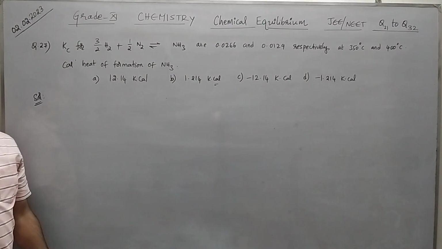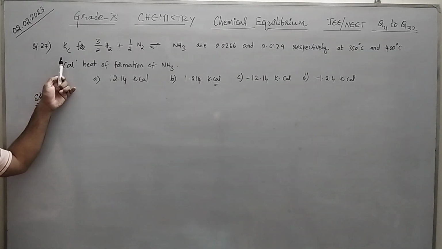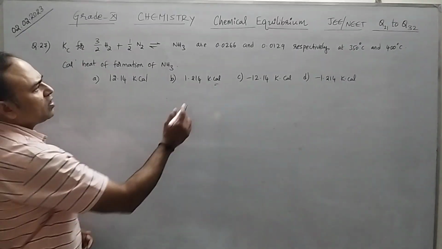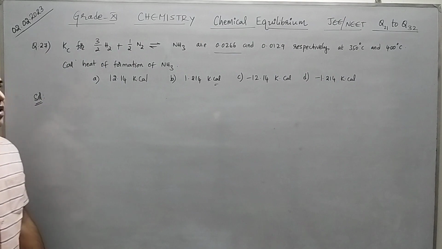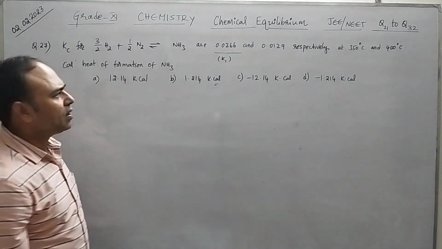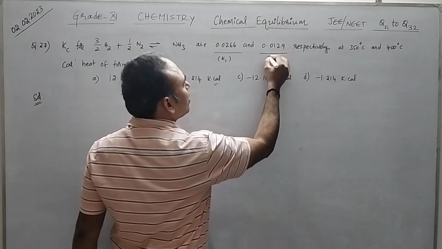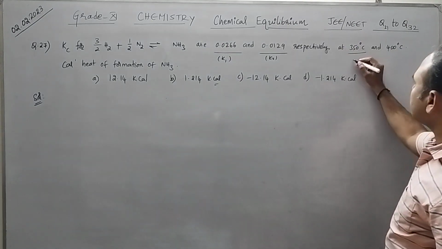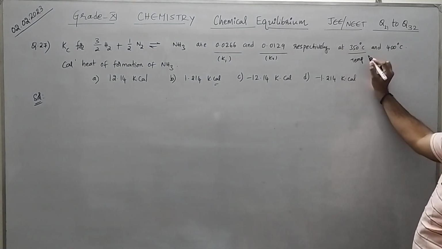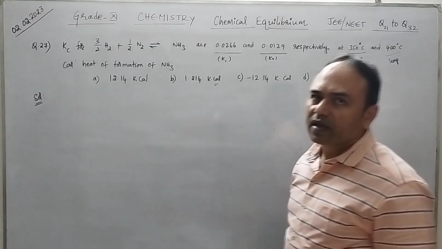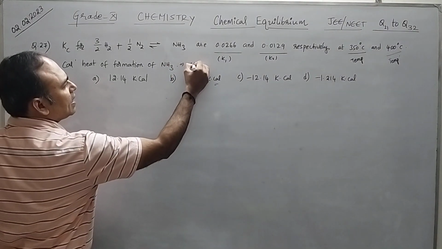Next, question number 27. Equilibrium constant Kc for 3/2 H2 plus half N2 gives NH3. So this is initial one, or you can say K1. They have given the first equilibrium constant K1, and K2 is the equilibrium constant at these temperatures. So at this temperature it is K1 and at 400 degrees Celsius it is K2. Now they are asking to calculate heat of formation, nothing but delta H.